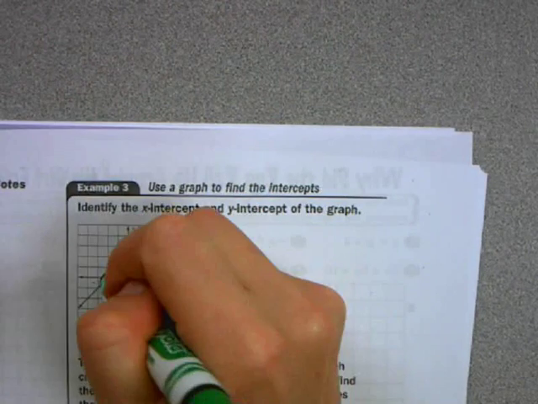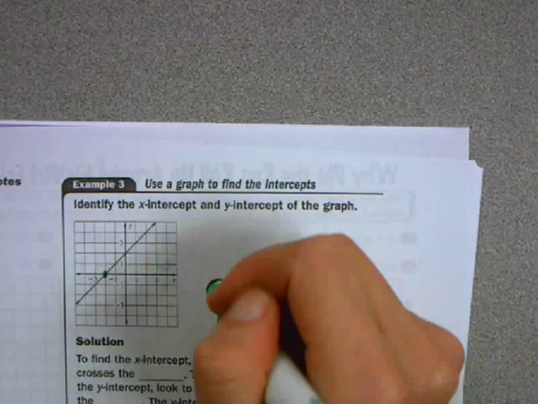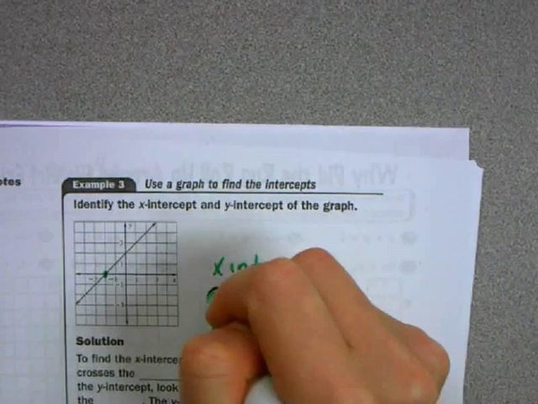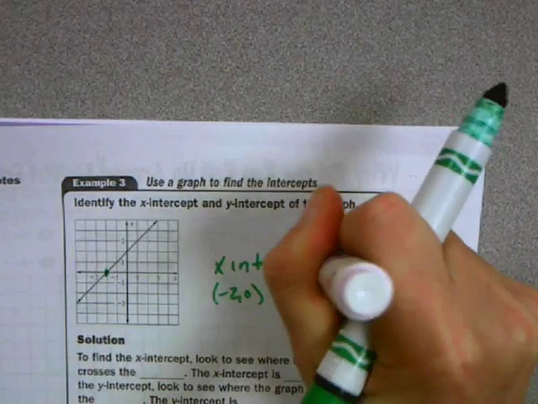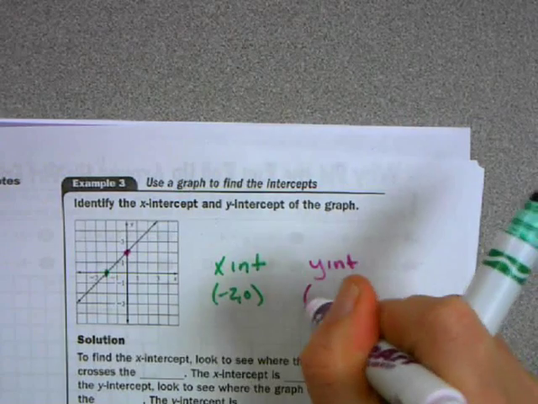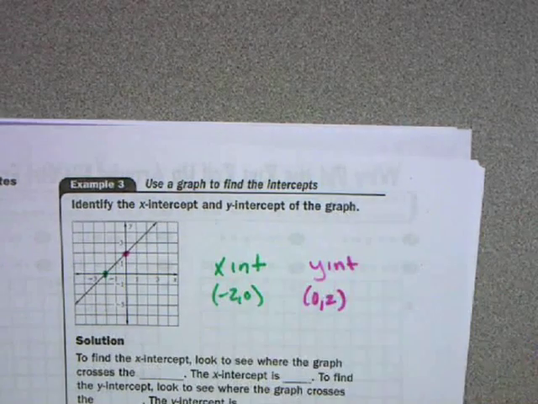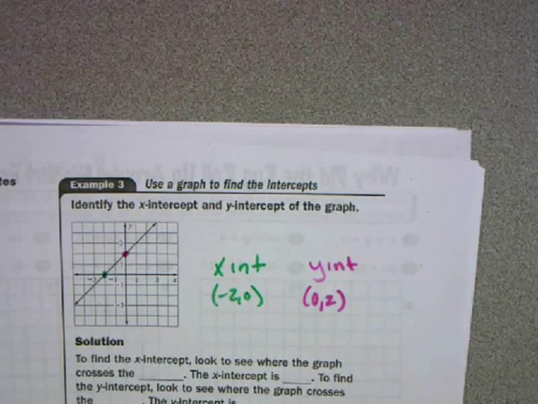So the x-axis is right here. That x-intercept is at (-2, 0). And my y-intercept is right here, which is at (0, 2). Okay? That's all you had to do.